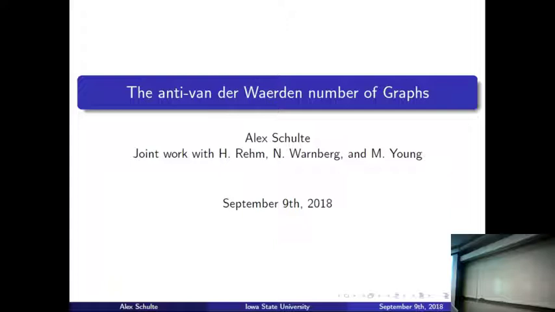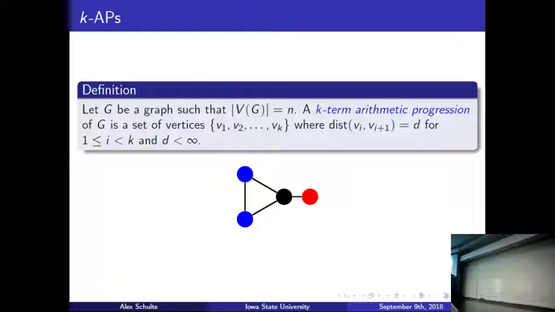Okay, so let's start off by defining what a k-term arithmetic progression is in a graph, or a k-AP. How we define it in a graph is that we take the distance between your first vertex and your next vertex, from v1 to v2, and call that distance d. Then the distance between v2 and v3, v4 and v5, up to v(k-1) and vk, they all have to be d.